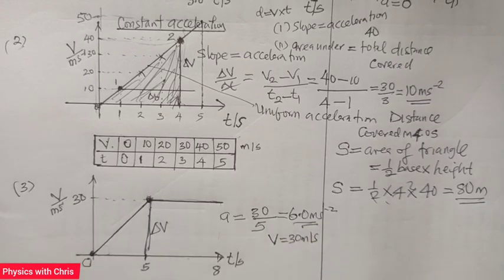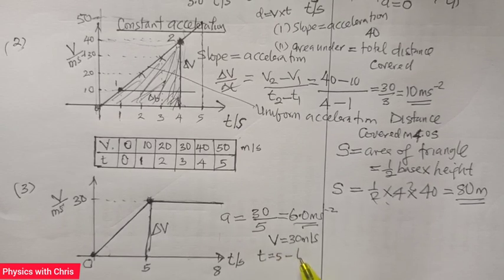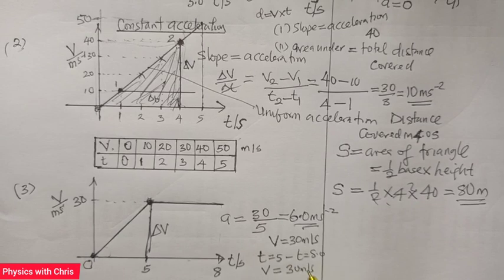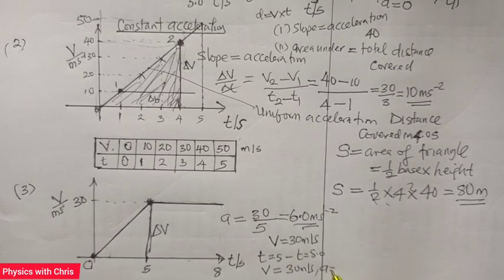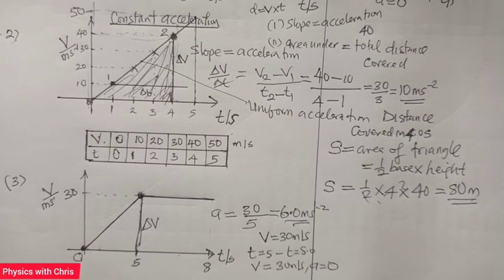That's the description. And then between time t equals 5 to time t equals 8 seconds, the velocity of the body stays the same. That is, the body moves with a constant velocity of 30 meters per second, and within this time interval, its acceleration is zero. Because when velocity is constant, the acceleration of the body is taken as zero.